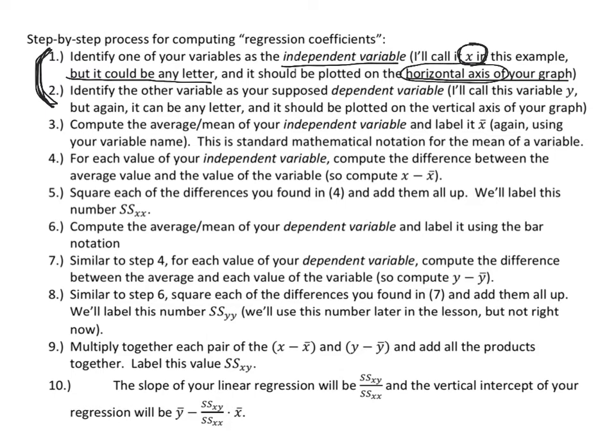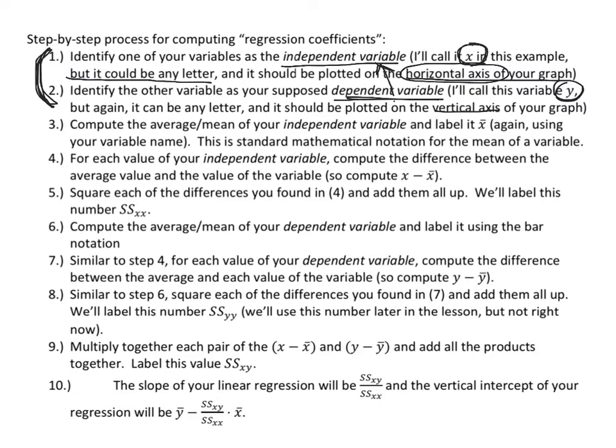The second step is that your other variable is going to be the dependent variable. In other words, your second variable depends on what your first one was. Now again, for these steps, I'm going to be calling this y, but just like before, it can be any letter, and when you plot it, it's going to be on the vertical axis of your graph. So your first two steps aren't a ton of work, but there is some thought that goes into it.